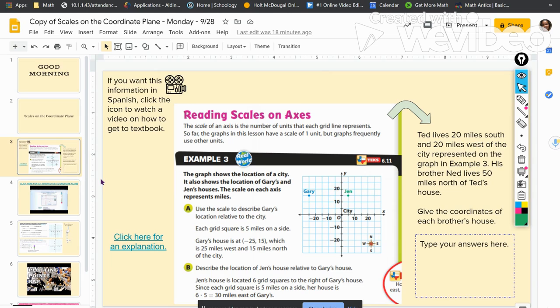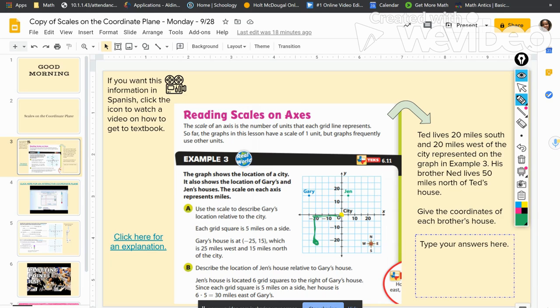Okay, so the question is asking you to give the coordinates of each brother's house. So I stopped by when I was telling you that Ted lived at -20, -20, because he lived south and west of the city. Remember, the city is at the center, so the city is at this origin right here, this yellow dot right here. Ted lived here because he was 20 miles west, because I have to do my x coordinate first, and 20 miles south because I do my y coordinate second.